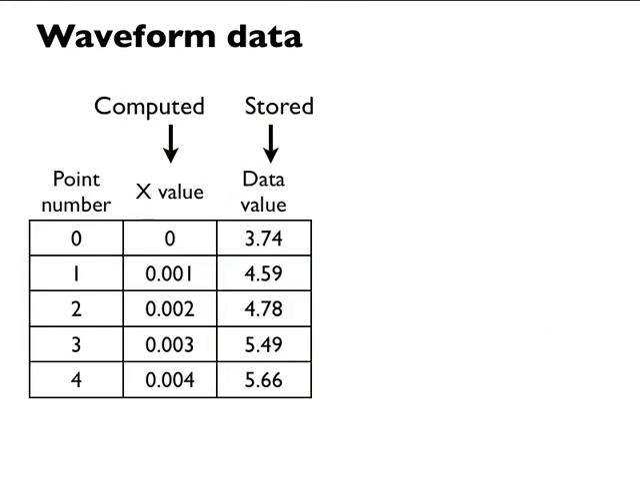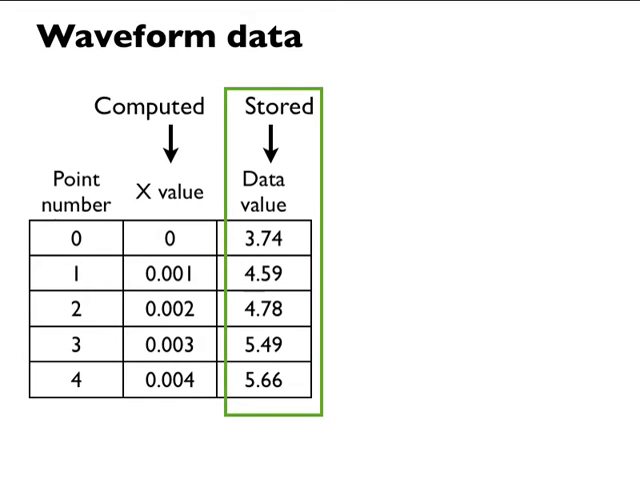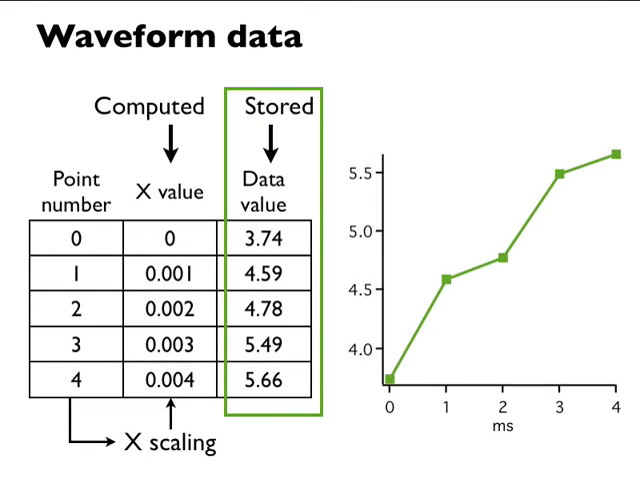In this illustration, the wave consists of 5 data points, numbered 0 through 4. The user has set the wave's x-scaling such that its x-values start at 0 and increment by 0.001 seconds per point. The graph displays the wave's stored data values versus its computed x-values.